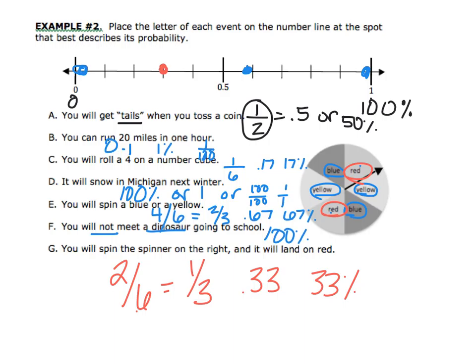Okay, so just keep in mind that probability is always between 0 and 100%, or 0 and 1 as a decimal. Keep that in mind as you're working through problems. If you ever get a fraction that's larger than 1, or a decimal that's larger than 1, or a percentage that's more than 100, something's not right.